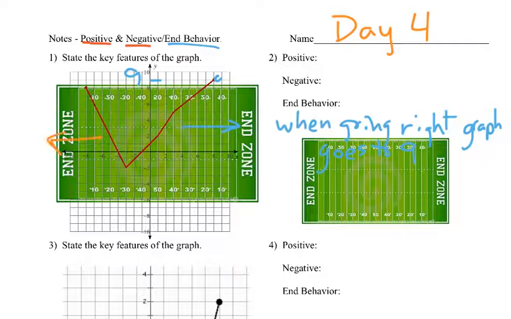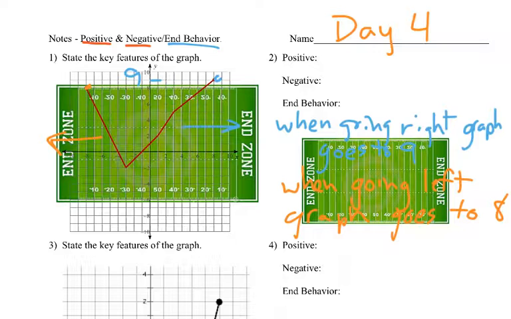Then we do it left. When it's going left, where's it going to? Well, in this case, because it stops, it's going to 8. So, when going left, graph goes to 8. Okay, and that's all you have to write on those ones.